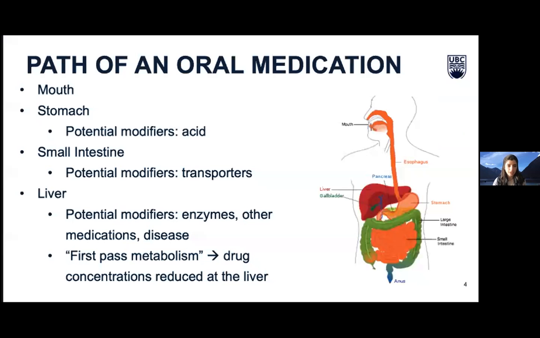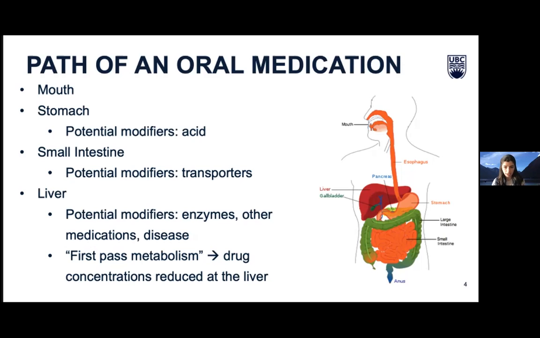But before I do that, I just wanted to summarize what happens to an oral medication and where some potential modifiers can be along the way. The majority of medications are ingested by mouth. This is typically the easiest, but also cheapest way of taking medications. And between the mouth and the target site of the medication, there are many different ways where it can be modified, and this will help dictate the efficacy of the medication or potentially the toxicity within the body.